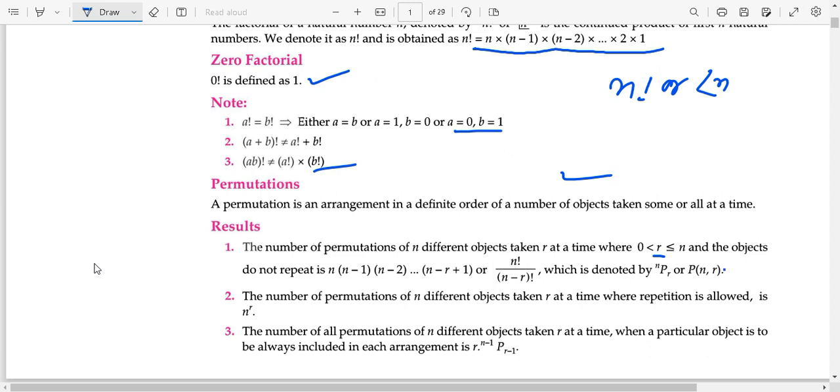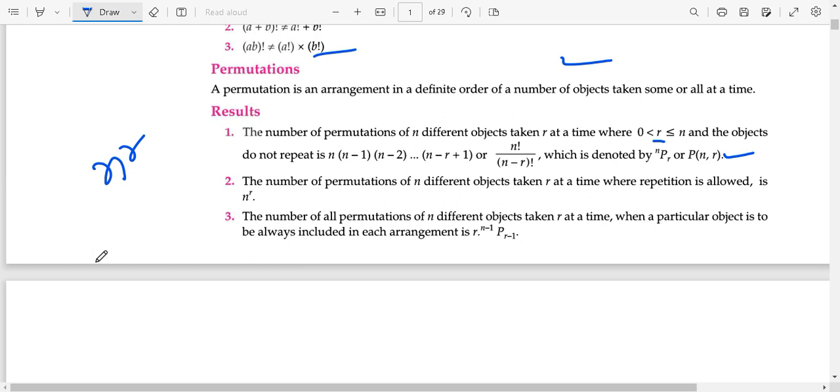The number of permutations of n different objects taken r at a time, where repetition is allowed, is n^r. The number of all permutations of n different objects taken r at a time, when a particular object is to be always included in each arrangement, is r times (n − 1)P(r − 1).